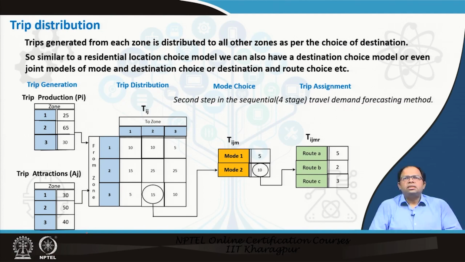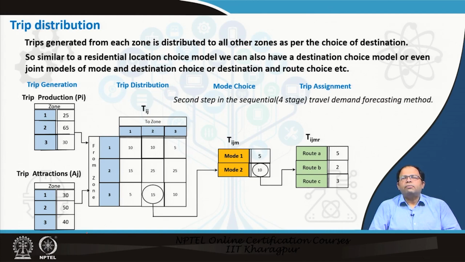Now, how people decide on their destination choice, there are different ways to determine that, and trip distribution lists several methods which could be used to determine this destination choice. As we have discussed earlier in residential location choice, similar to that residential location choice model, we can also have a destination choice model, or even joint models of mode and destination choice, or even destination and route choice. So, this kind of complex models could also be developed.